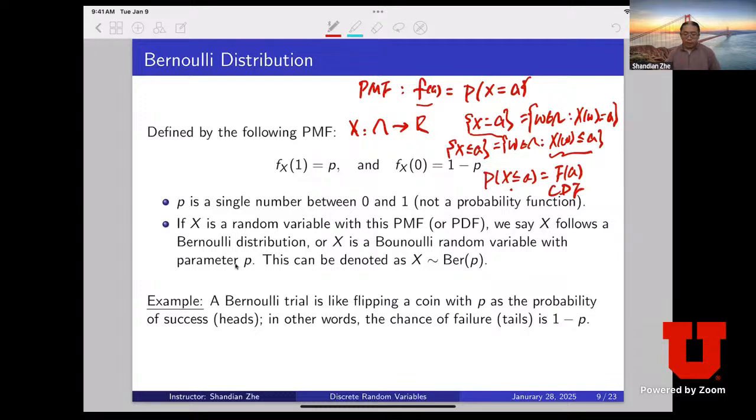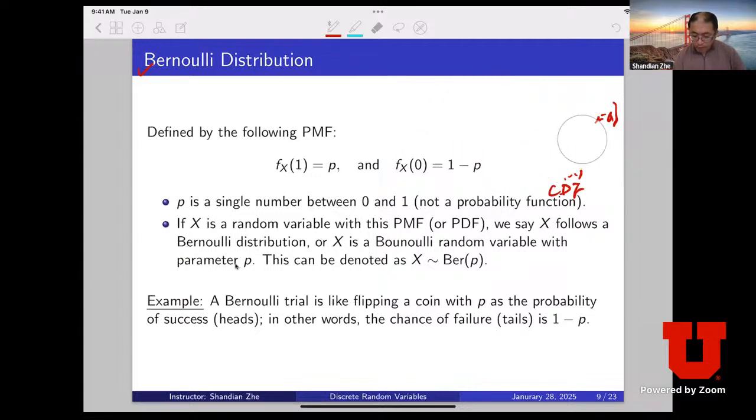So the first one we would like to discuss is called the Bernoulli distribution. Perhaps it's the simplest probability mass function we start with, right? So for the Bernoulli distribution, right?